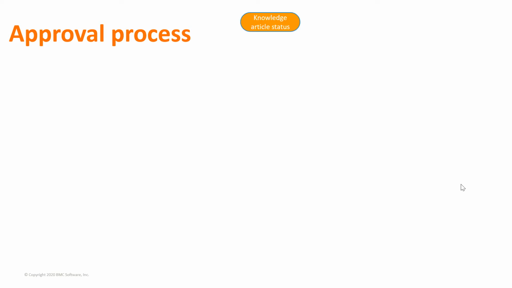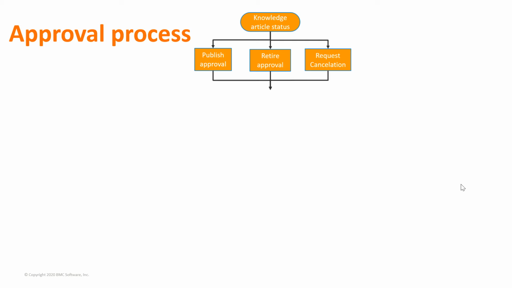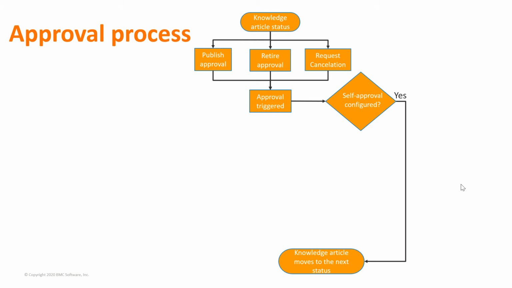When the status of a knowledge article changes to publish approval, retire approval, or request cancellation, an approval is triggered. If a self-approval flow is found, the knowledge article moves to the next status in the knowledge article lifecycle. If no self-approval is found, the system checks if an approval flow is configured. If no approval flow is found, the knowledge article moves to the next status in the knowledge article lifecycle.